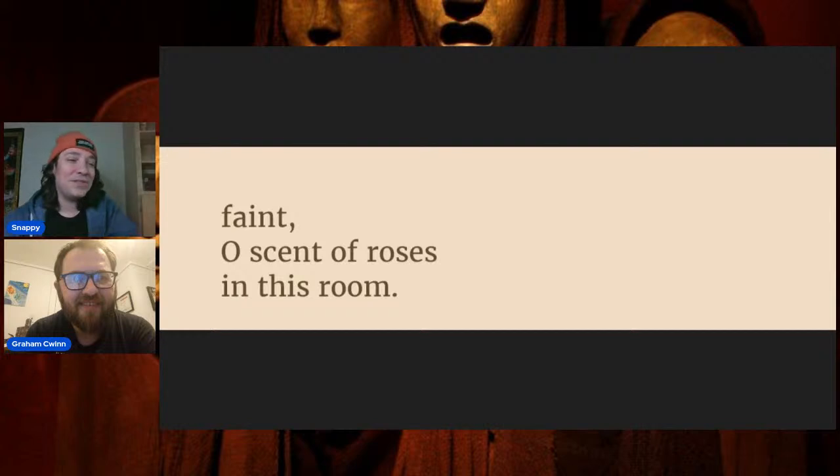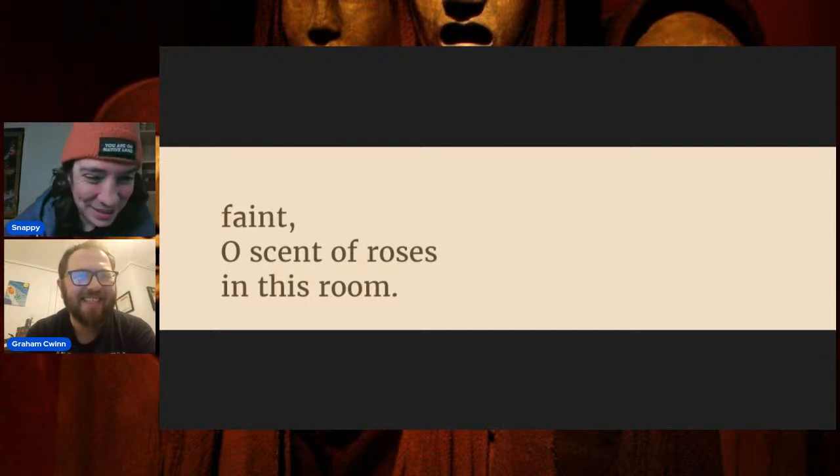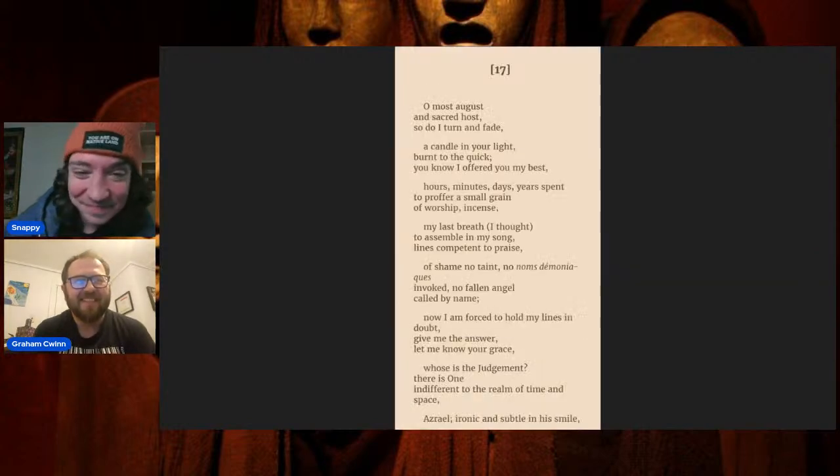The scent of roses is goddess Aphrodite herself often. When you see Aphrodite, she either is the scent of roses or the scent of female musk, we'll say. But, you know, it's like wildness.